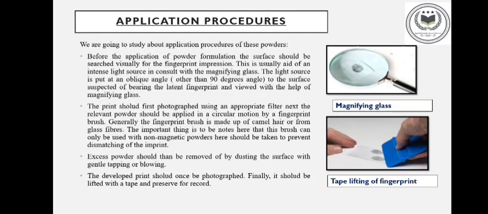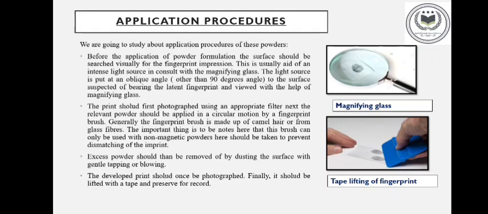Application procedures. We are going to study the application procedures of these powders. Before the application of powder formulation, the surface should be searched visually for the fingerprint impression. This is usually done with the aid of an intense light source in consort with a magnifying glass. The light source is put at an oblique angle to the surface suspected of bearing the latent fingerprint and viewed with the help of a magnifying glass.